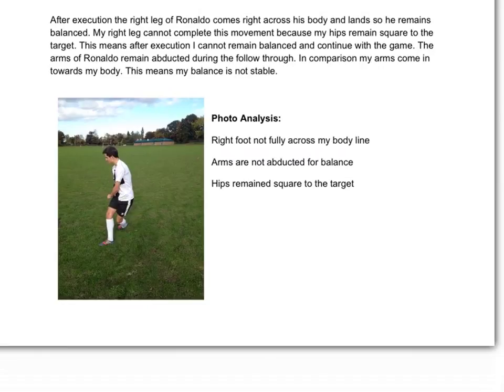Alright, so good use of the photos to show that actually some of these weaknesses are going on. So we can see the kind of stuff that's still going on up here. You know, this is because my hips remain square to the target. This means after my execution impact, I cannot remain balanced and continue the game.